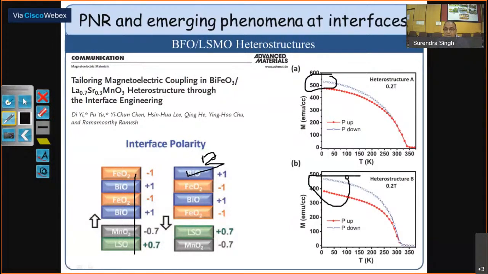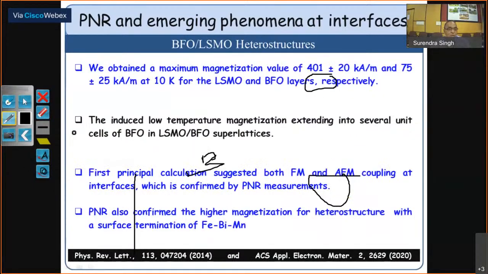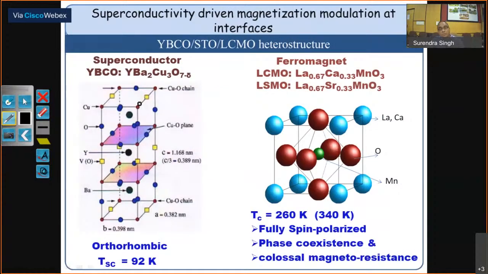And you can see the total magnetism, so the net magnetization is increasing for this and reduced for this one at low temperature where there is a coupling. So this is the summary for this part. We found, as I have already said, that we have both types of coupling, and these things are reported over here. So I will quickly go to the next system, which is the superconductivity driven system.